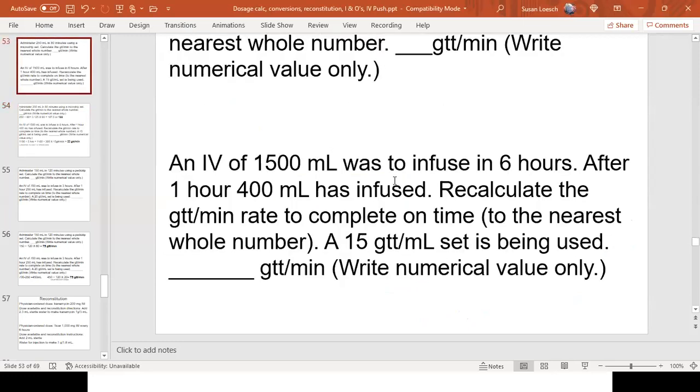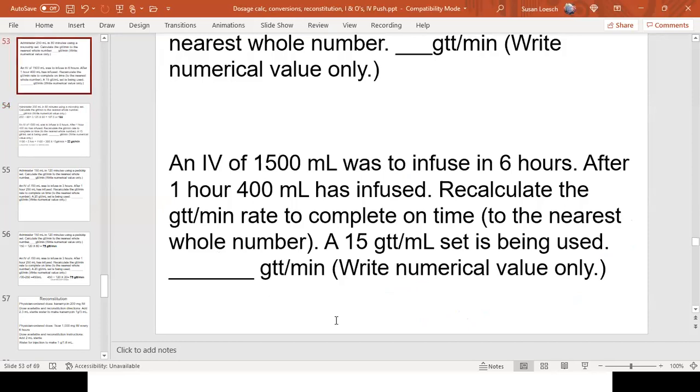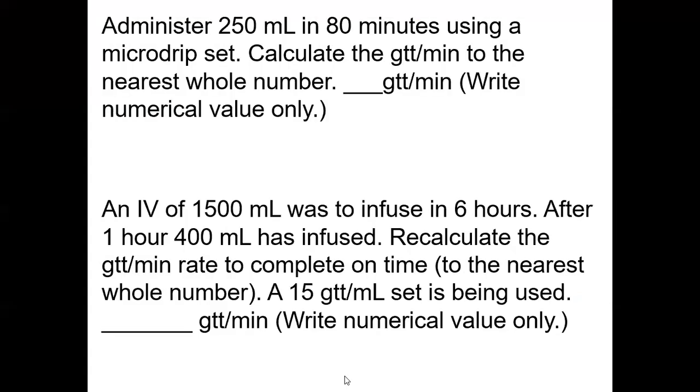Now, if we look at our second problem, okay, we have an IV of 1500 mLs. It's supposed to infuse over 6 hours. After 1 hour, 400 mLs has infused. Recalculate the drops per minute rate to complete on time to the nearest whole number if a 15 drop set is being used. So for this one, first you have to calculate how much went out of the IV, okay?